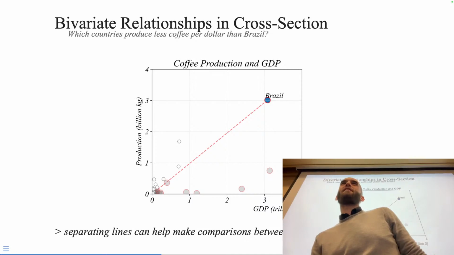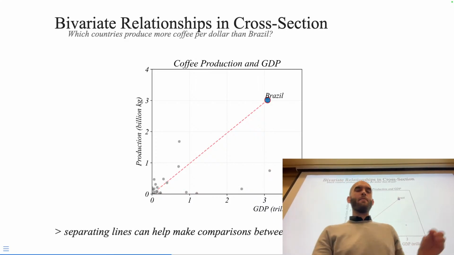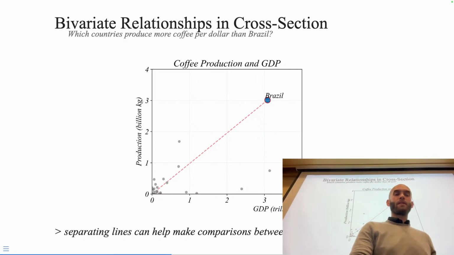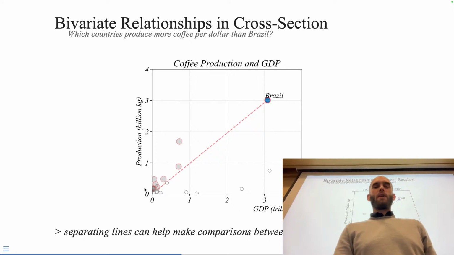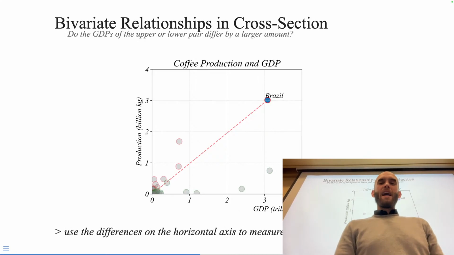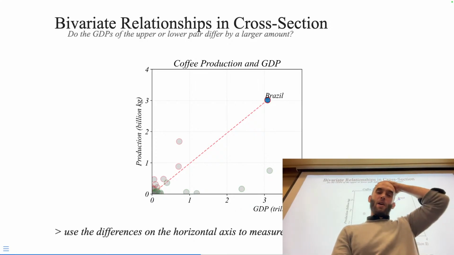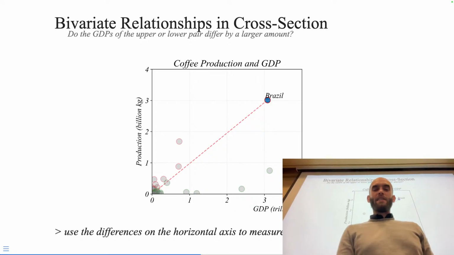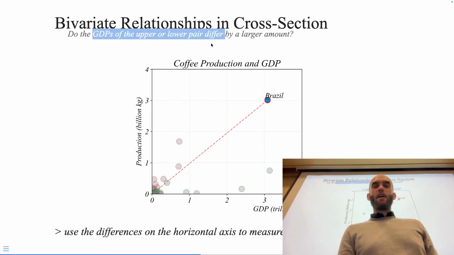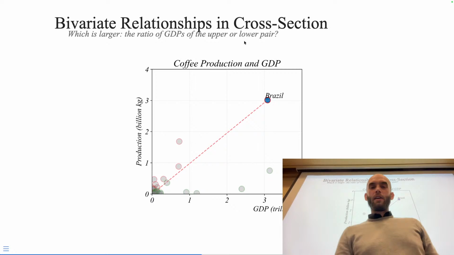Yeah, lots of good answers. Any questions here? So we can use these separating lines to make comparisons between ratios. We can also select all the countries that have higher production per dollar than Brazil above this line. And then one question I might ask is, do the GDPs of the upper or lower pair differ more?